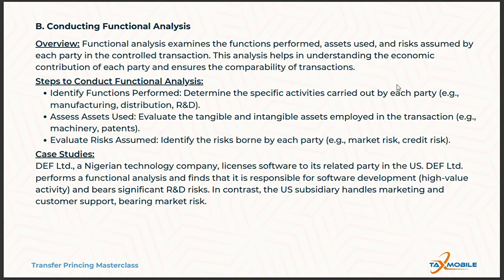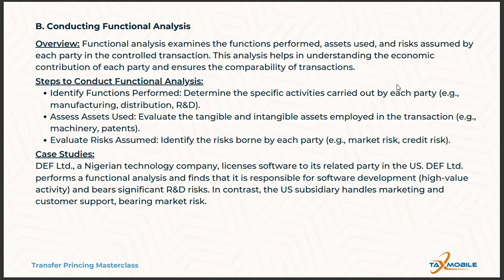A functional analysis is a core component of comparability analysis. It involves analyzing the specific activities that each party to a transaction performs, the assets they use, and the risks they bear. This allows us to understand the economic contribution of each party in generating value from the transaction. The three key areas in the functional analysis are functions performed, that is, identifying the specific roles of each party, whether it is manufacturing, distribution, or research and development.